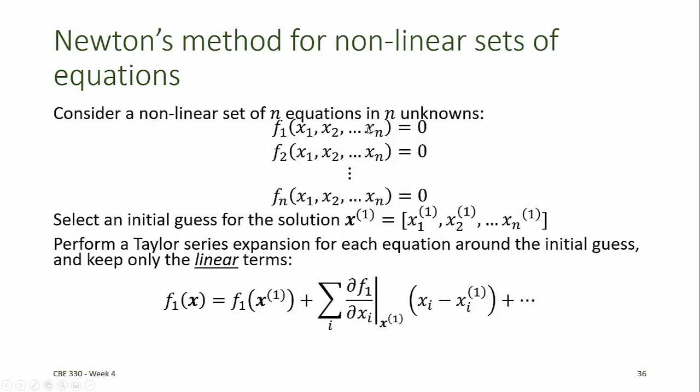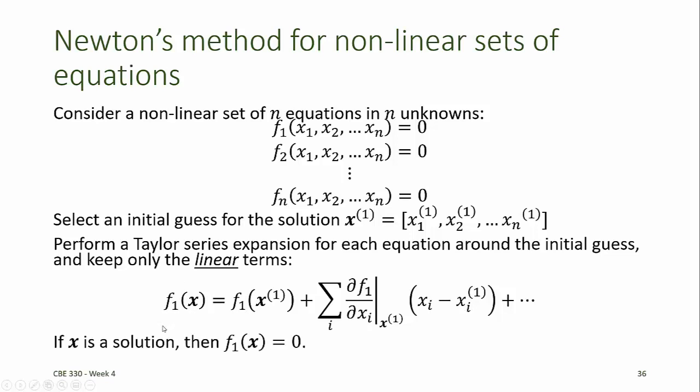So we have a Taylor series expansion for f1 that says that f1 at x is equal to f1 at our initial guess for the solution, plus the sum over the partial derivatives of f with respect to each of the unknown variables, multiplied by the difference between that variable and the initial guess.